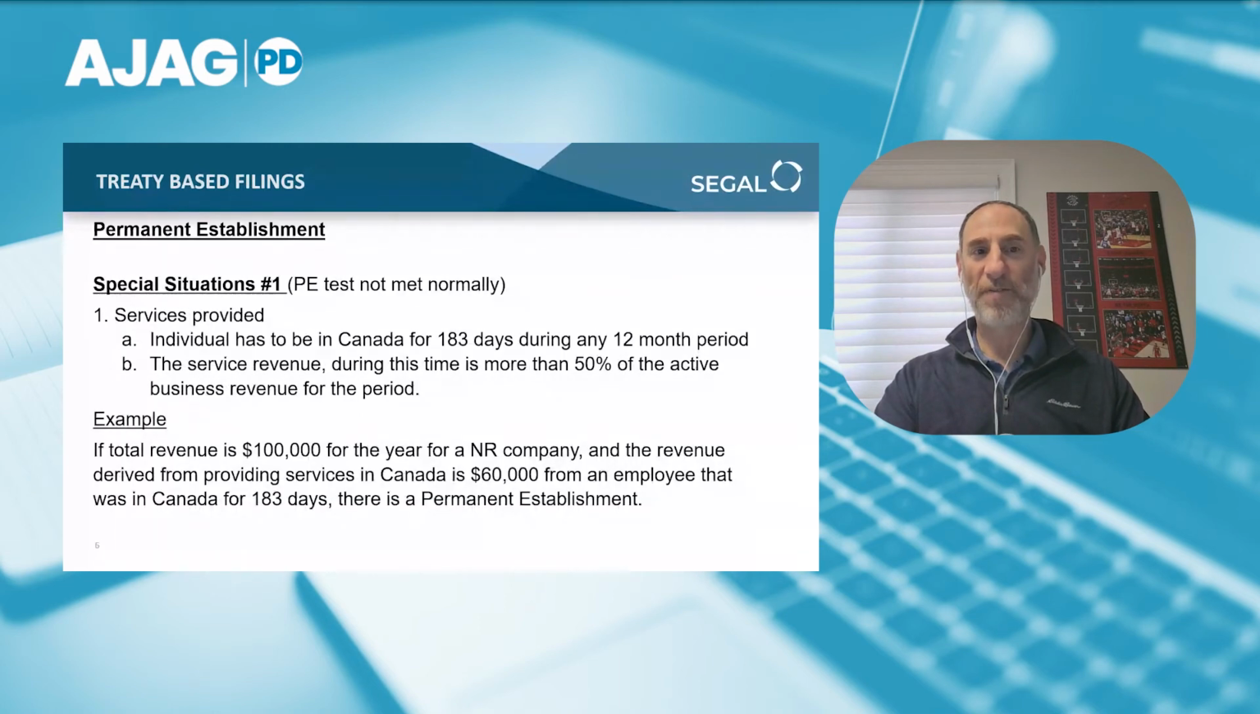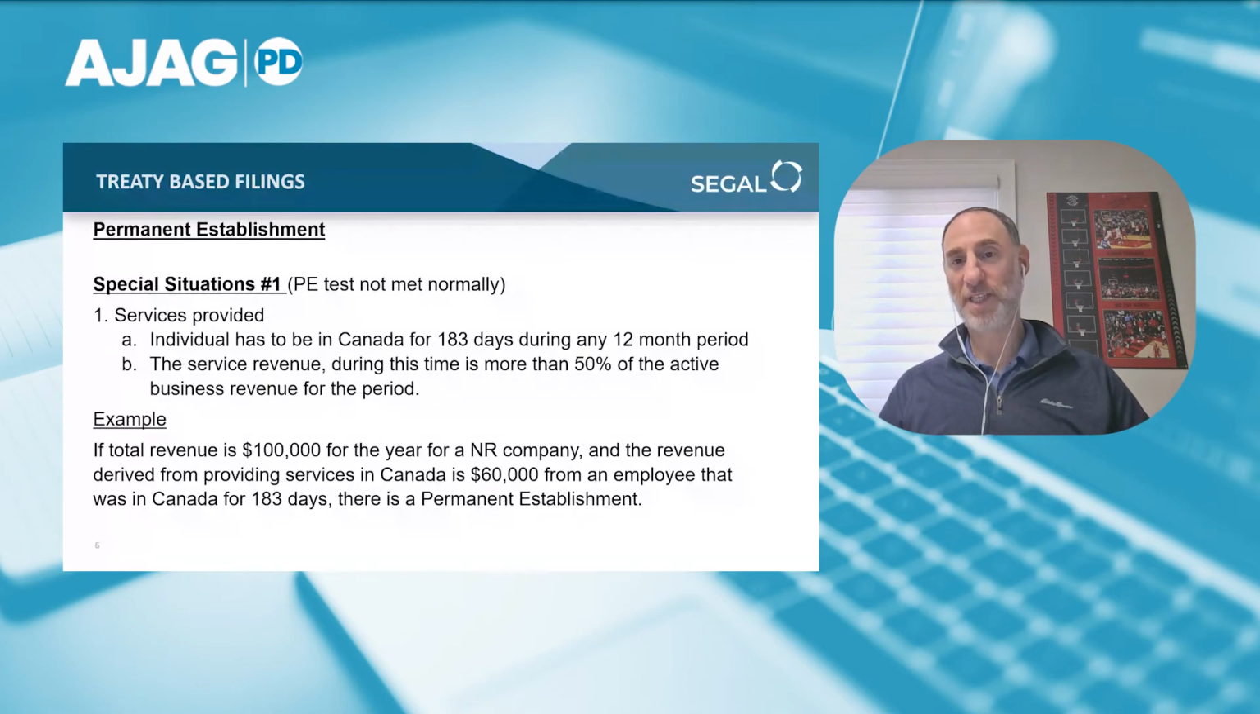What if there are services provided? You have a permanent establishment where there are services provided and the individual has been in Canada for 183 days during any 12-month period that begins or ends in the year. And the service revenue during this time is more than 50% of the active business revenue for that period. So let me give you an example. Let's say the total revenue for the year is $100,000 for a non-resident company, and the revenue derived from providing services in Canada is $60,000 from an employee that was in Canada for more than 183 days. That is a permanent establishment.